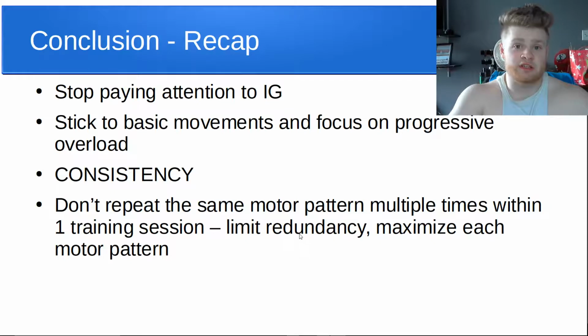Limit your redundancy, maximize each motor pattern, get the most out of one movement in each motor pattern, move on to the next so you can hit that particular muscle group from all different areas, and then repeat it time and time and time again.